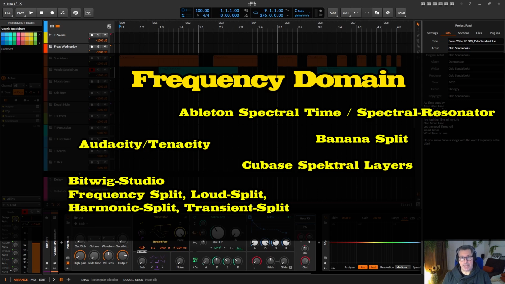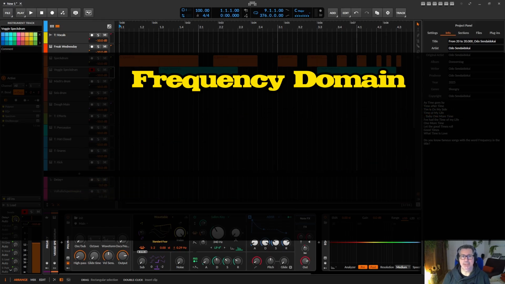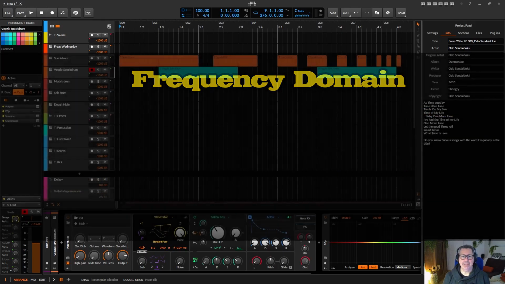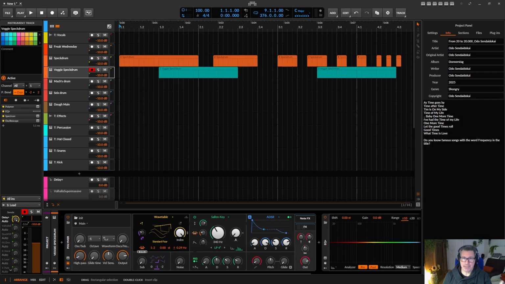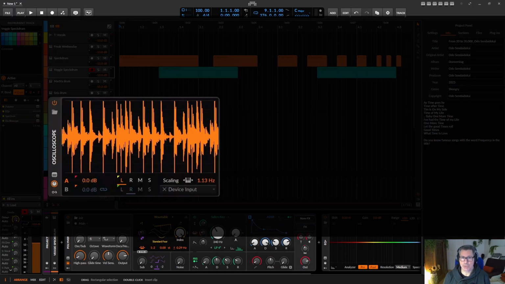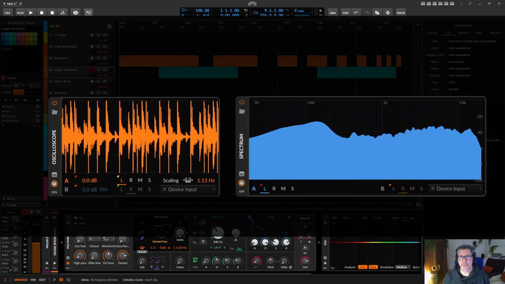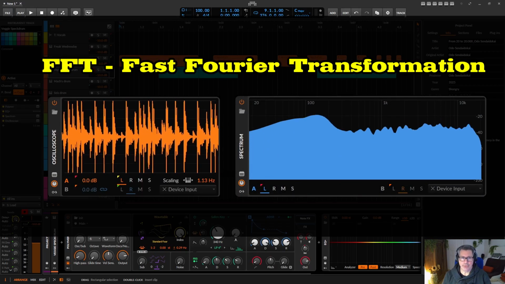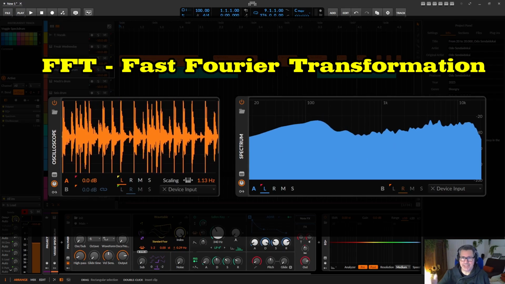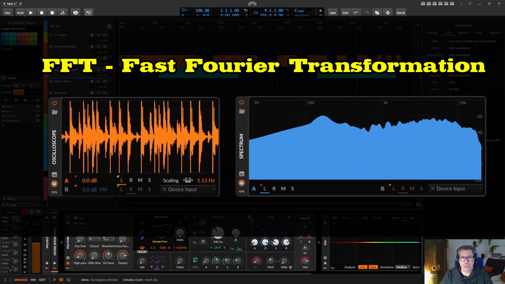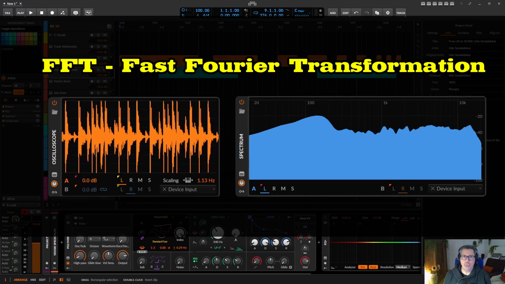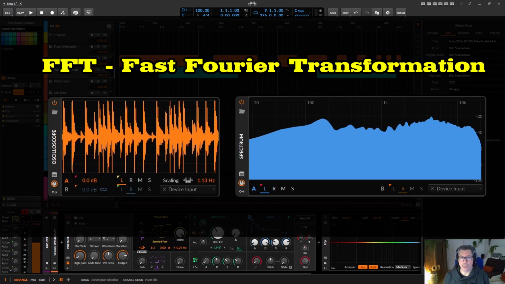So, I hope I was able to explain the difference clearly to you so that you now have a clear idea of what the time domain means, for example with an oscilloscope, and the frequency domain, for example with a spectrum. That the FFT or the fast Fourier transformation breaks a sound down into its individual components, and that there are tools here and there that exist in both worlds.